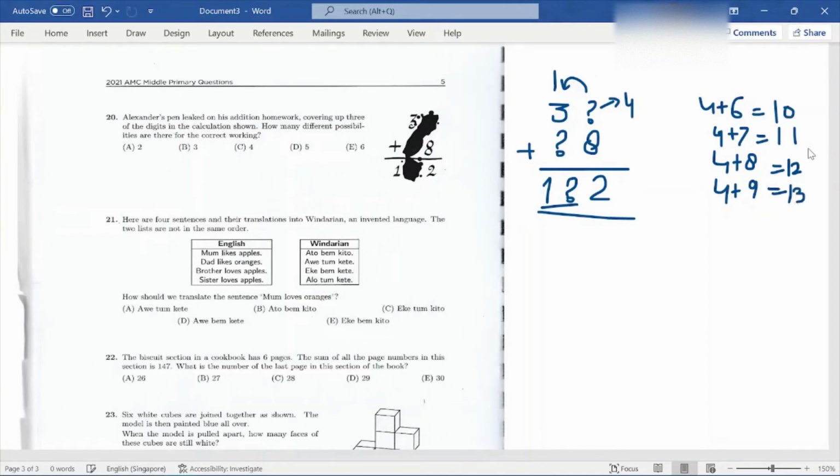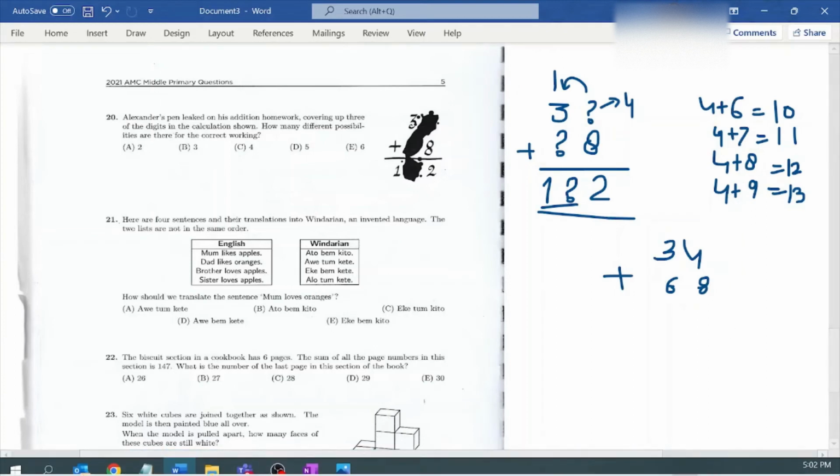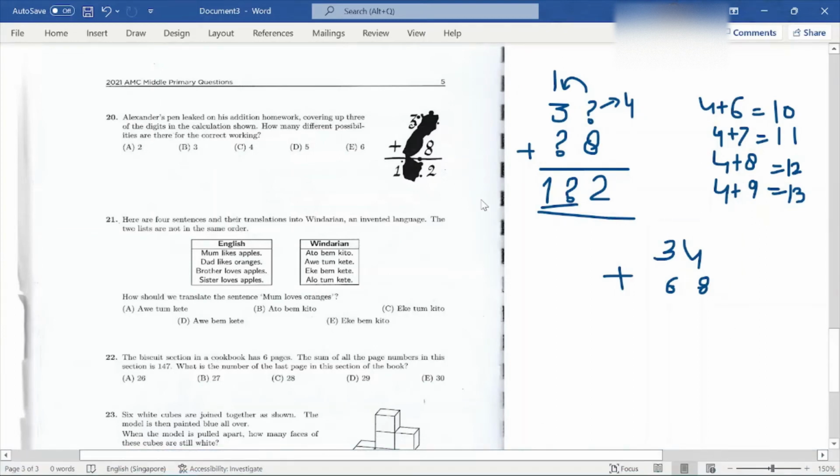So there are 4 possibilities that are building up. We can't go further because you have just a 1 digit number that you need to figure out. So what is essentially building up here is 34 plus either 68. Similarly, replace 6 with all these numbers. So there would be 4 possibilities that we would end up getting. So option number C. Let's move on to the next question.